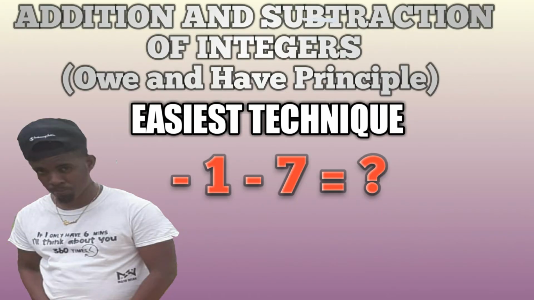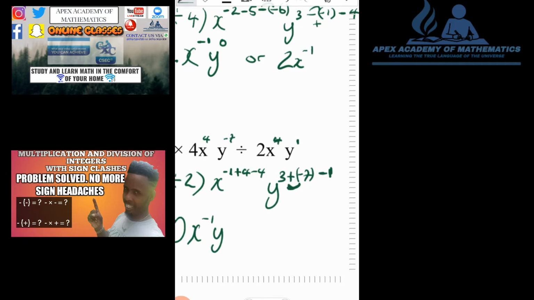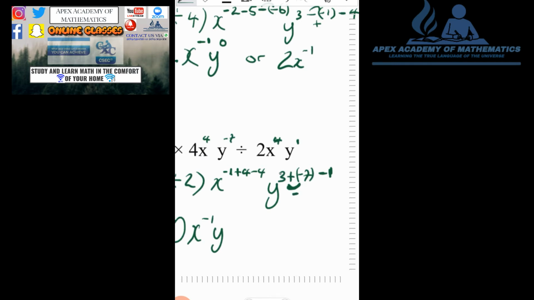Alright, so here we have the base y and here's a sign clash. Look at that video too. We have videos on sign clashes, so do check that out. Multiplication and division of integers. Okay, so sign clash is a minus, so 3 minus 7 is minus 4. Minus 4 for this part here, and minus 4 minus 1 is minus 5.